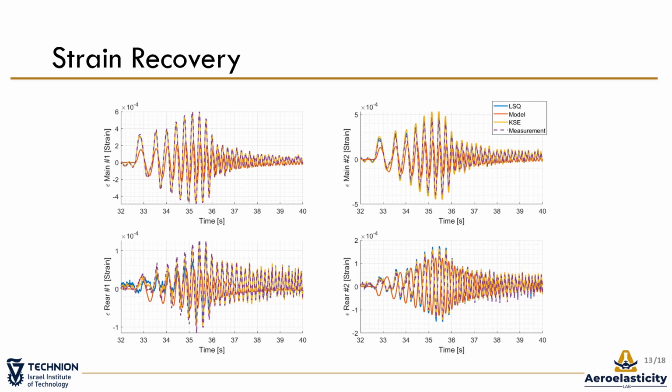Here is strain recovery at sensing points 1 and 2 on the spars, using strain mode sets from the finite element model. In this case, the response reached values of about 500 microstrain. We can note that the Kalman state estimator, the yellow line, is in the best agreement with the measurements, the purple line. Although the initial prediction, presented as the model, the red line, is quite off, the Kalman state estimator uses information from the measurements to correct the results.